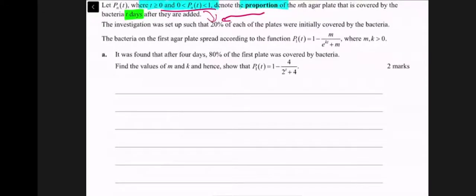So show that question. So just put your devices away for show that questions. So it's 1 minus m e to the kt plus m.